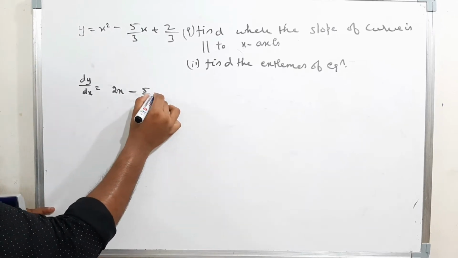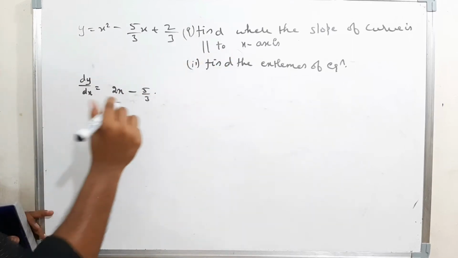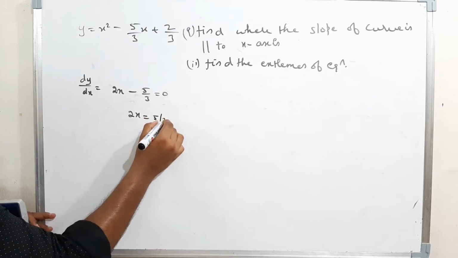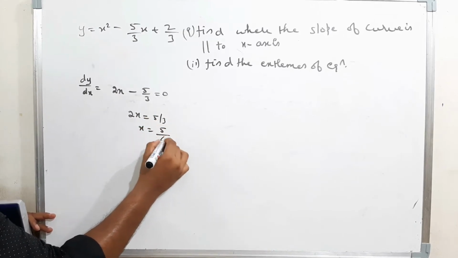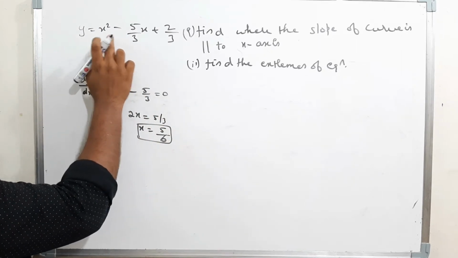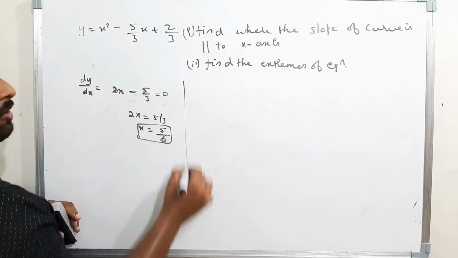Now the slope must be parallel to the x-axis. The slope of the x-axis is 0, therefore it equals 0. Therefore 2x is equal to 5 by 3, so x is equal to 5 by 6. At the x equal to 5 by 6 coordinate, the curve has a slope which is parallel to the x-axis. Okay, well and good. Now what are the extremes?